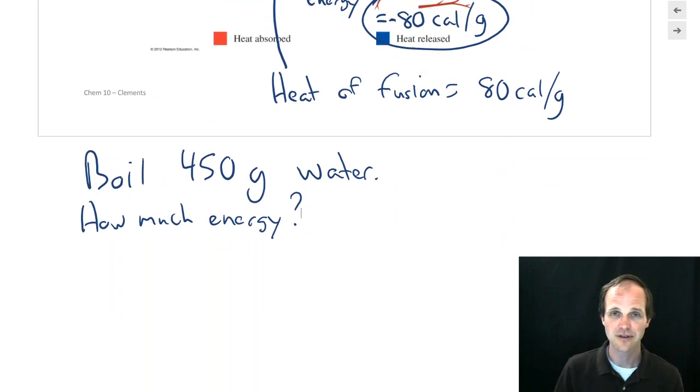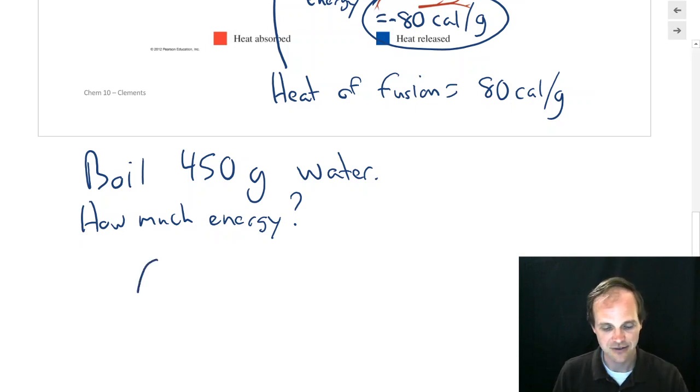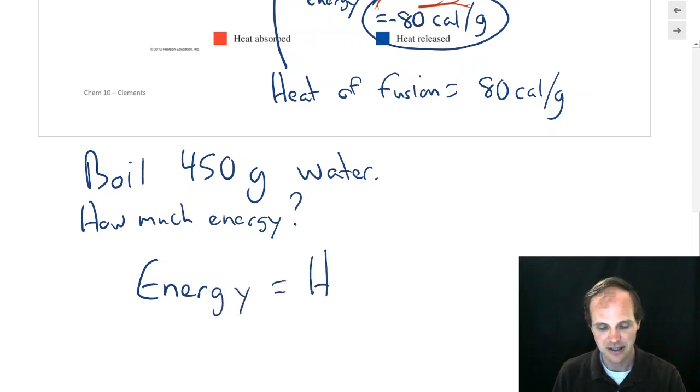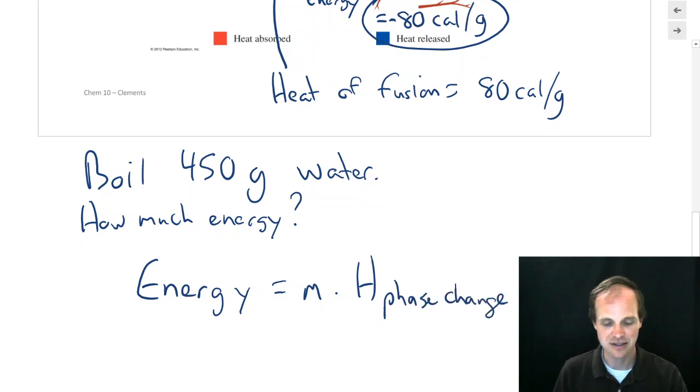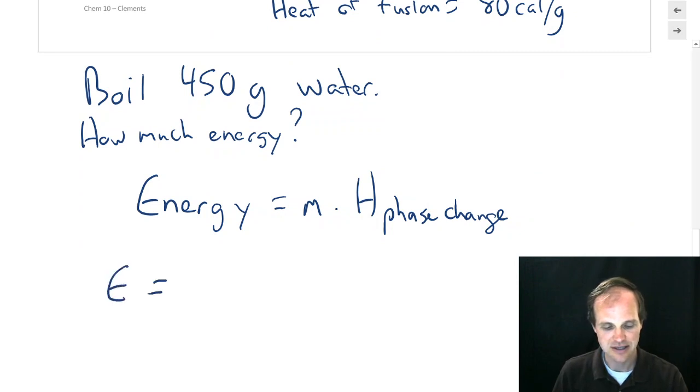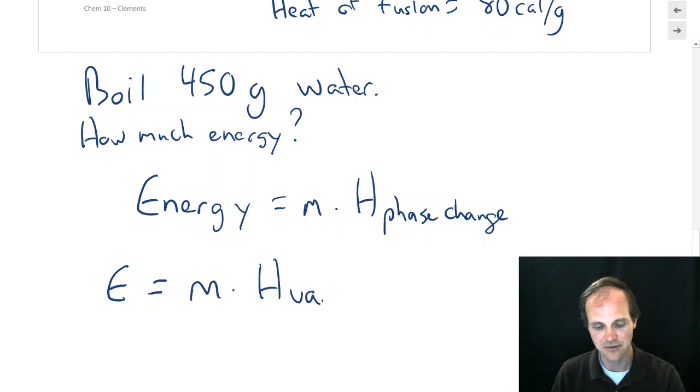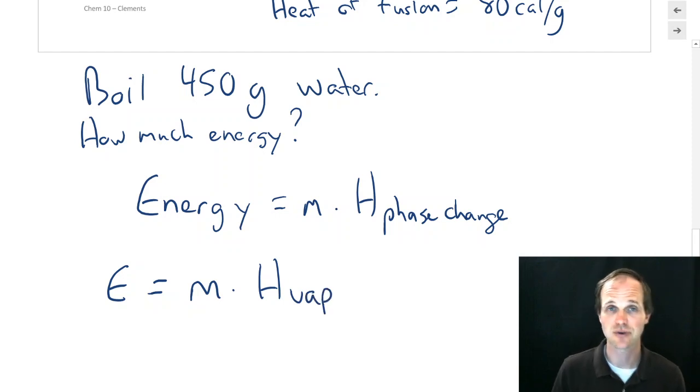So we know that for 1 gram, it's 540. For 2 grams, it would be double that. For 450, it would be 450 times that. But there is a general equation we use: the energy is equal to the mass times the heat of the phase change. I use just a capital H there because that's what's often used. Specifically here, the energy is the mass times the heat of vaporization, and people will use vap for short, since I'm boiling, that's the process of vaporization. If I was melting, I'd say energy is mass times the heat of fusion. If I was subliming, I'd say energy is mass times the heat of sublimation.